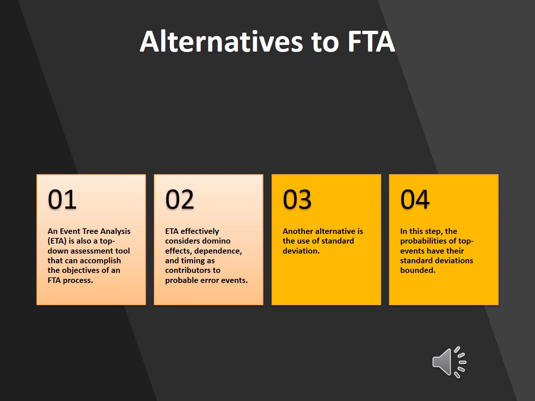An ETA is an alternative to FTA. ETA meaning event tree analysis. An ETA is also a top-down assessment tool that can accomplish the objectives of an FTA. ETA trees start from the initiating event and then walk down towards the final undesired event. Also, according to Versley and Goldberg, ETA effectively considers domino effects, dependence, and timing as contributors to probable error events.